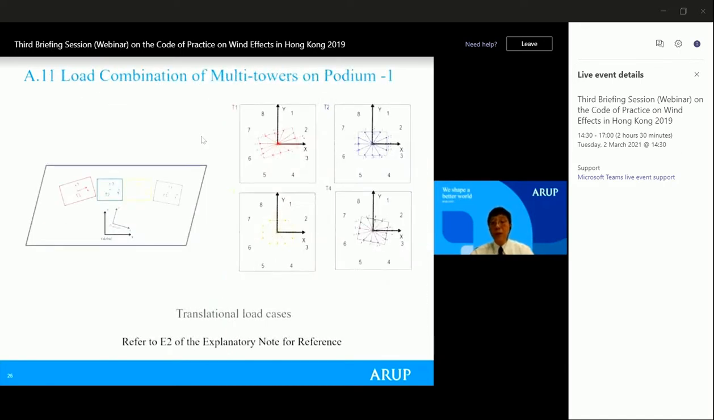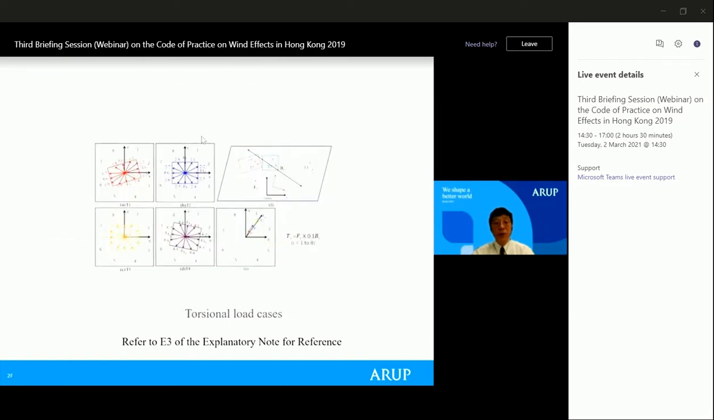The 2019 code also gives recommendations on how to generate the critical load case for multiple towers sitting on a common podium. It includes rules for the translational governing load case and also for the torsional load case. And the details of the recommendations are given in E2 and E3 of the explanatory note of the 2019 code for reference.